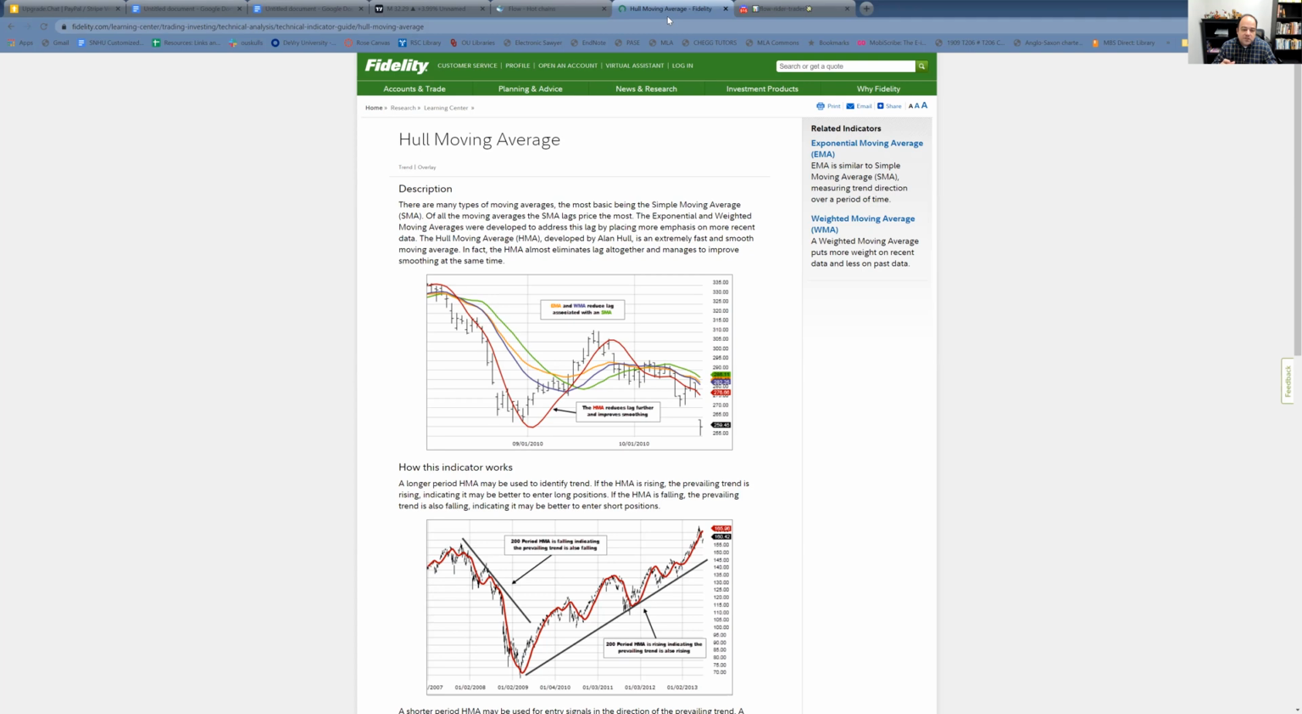Exponential and weighted moving averages address lag by placing more emphasis on recent price data. The Hull moving average even kind of improves upon that. I don't quite understand all of the math behind it, but the main thing I'm looking for here is an average that's going to indicate a trend. When the Hull moving average is rising, the prevailing trend is rising, meaning it's time to enter long positions. If it's falling, the prevailing trend is falling, and it's better to enter short positions.